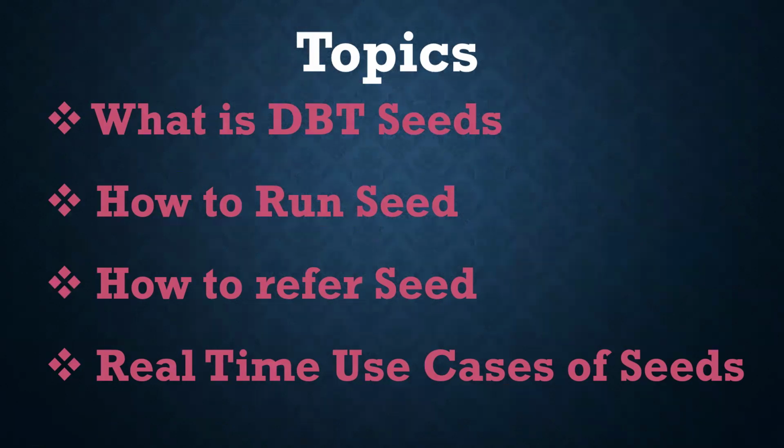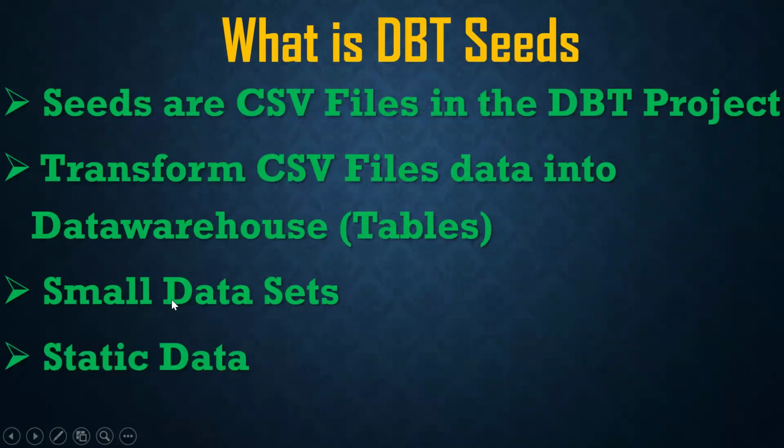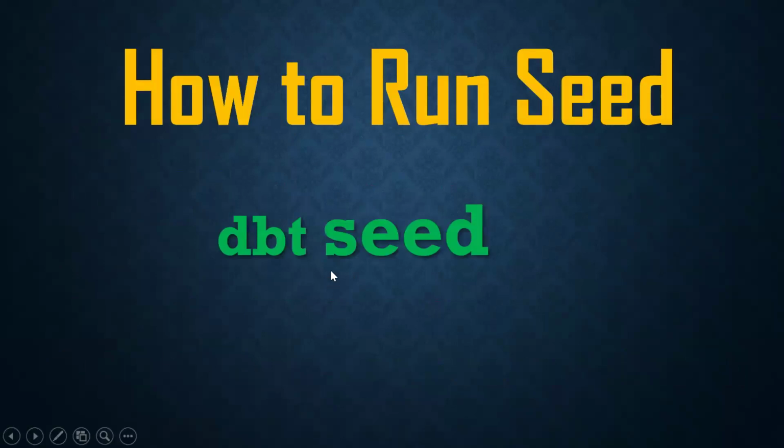If you want to select a particular seed, use -m seed. How to refer to the seeds? By using the ref function. Seeds are CSV files in the DBT project that transform CSV file data into tables in the data warehouse, mainly for small data sets, that is, static data that is not changing. Using dbt seed, it will run all the seeds. To select a particular seed, use -m.